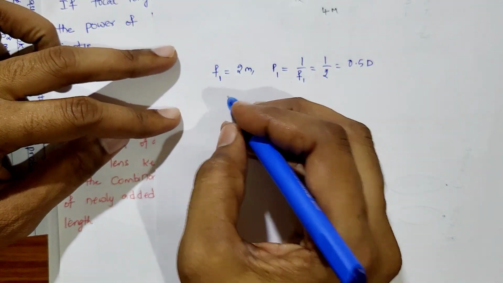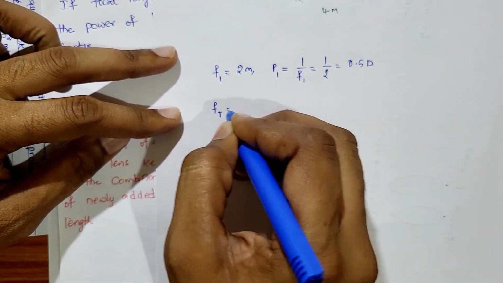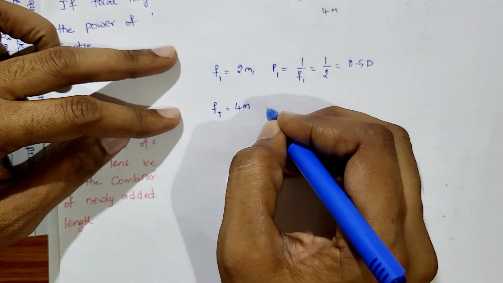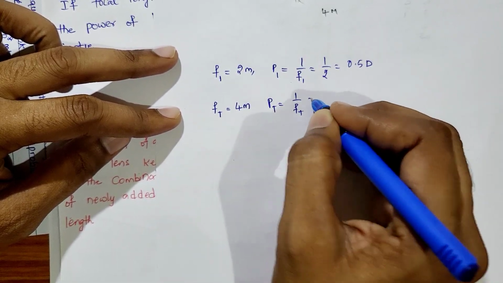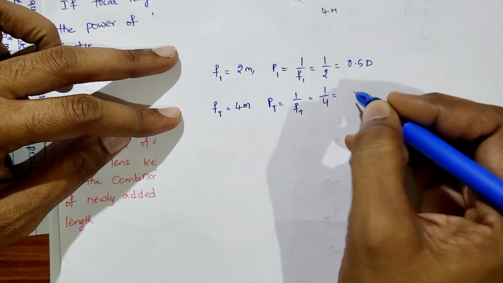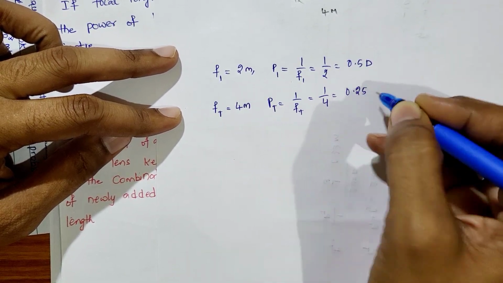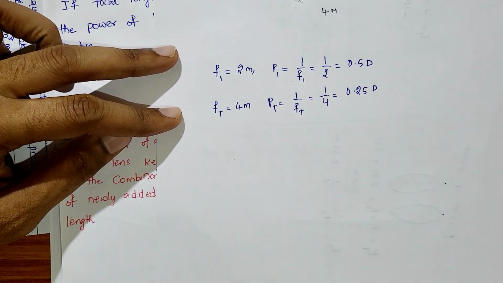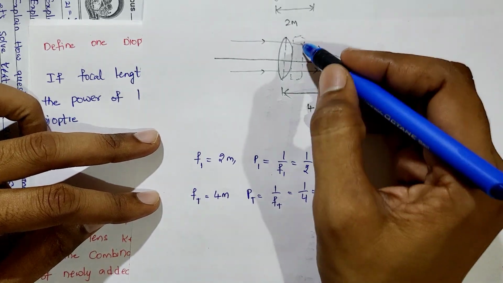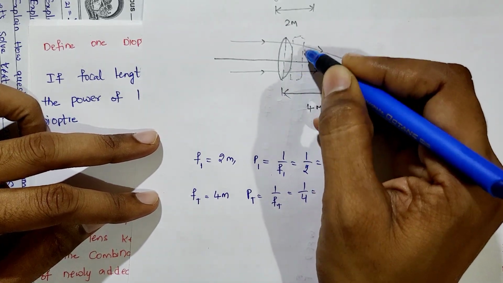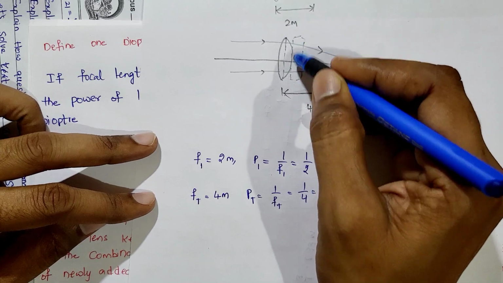Now, what is the total focal length? Total focal length is 4 meters. So total power will be 1 by total focal length. That will be equal to 1 by 4, that is 0.25 diopter. Now for this lens, what is the focal length and what is the power, we have to find out.